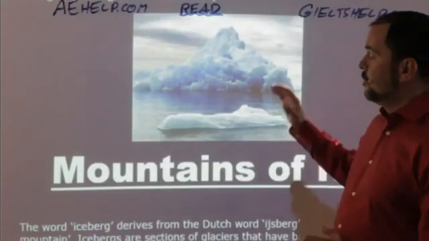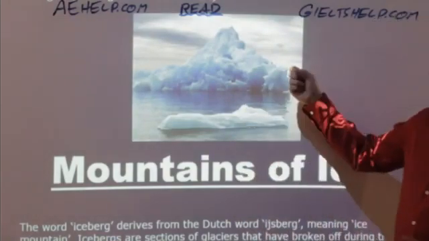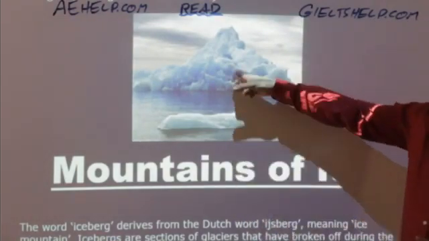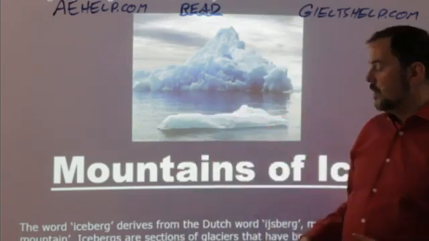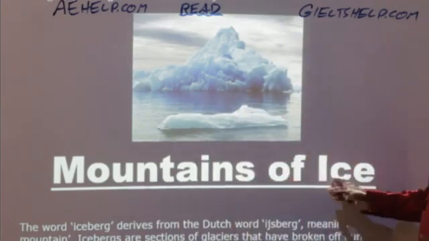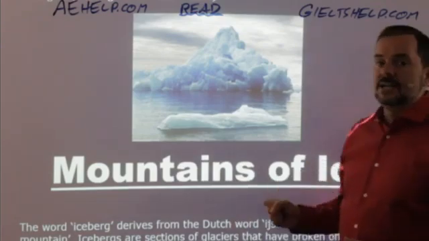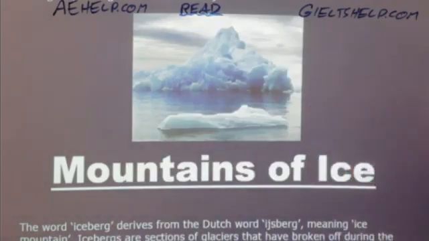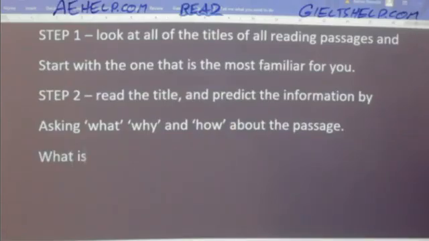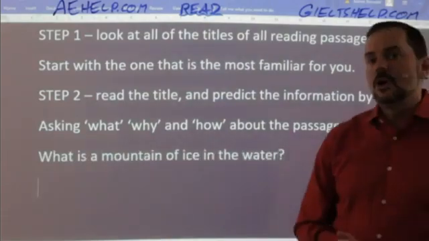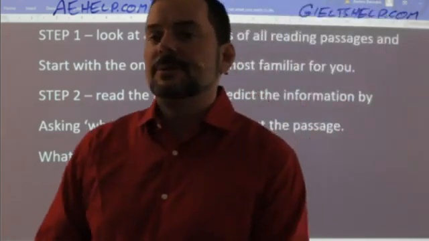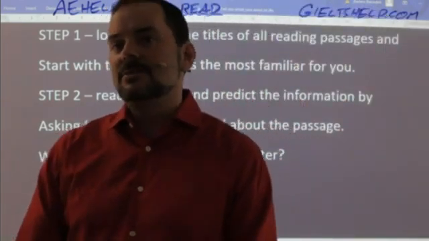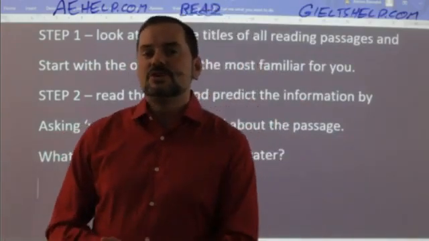So let's say that you open up your reading section, you see this picture of this big piece of ice floating in the water, and then you read the title, Mountains of Ice. So the first question that you ask is, what is a mountain of ice in the water? And what would be your answer to that? So practice your critical thinking here. Practice your English. Hi, Natalie. Good to see you in the class. It's nice to see so many members joining in at this time.